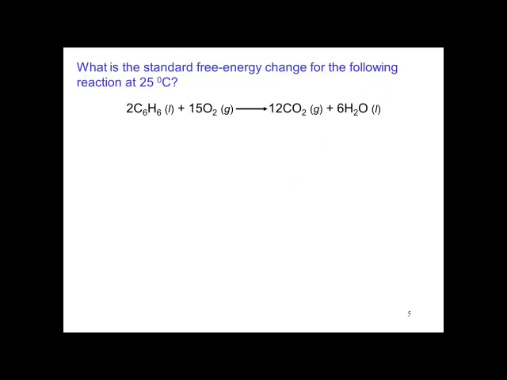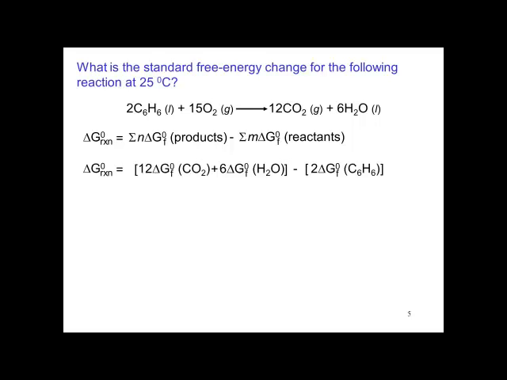What is the standard free energy change for the following reaction at 25 degrees Celsius? 2 moles of benzene reacts with 15 moles of oxygen to yield 12 moles of CO2 and 6 moles of water. Remember, it's the sum of the free energy of formation of the products minus the sum of the free energy of formation of the reactants. Substituting in 12 times the free energy of formation of CO2 plus 6 times the free energy of formation of water minus 2 times the free energy of formation of benzene. Again, the free energy of formation of O2 is 0.